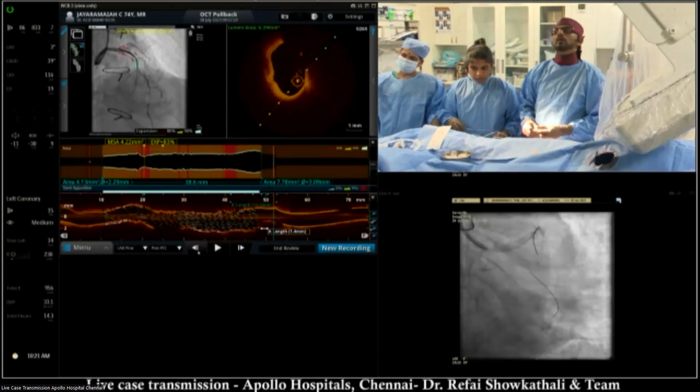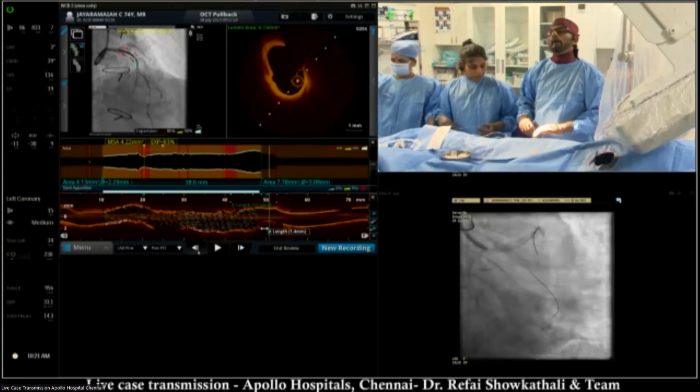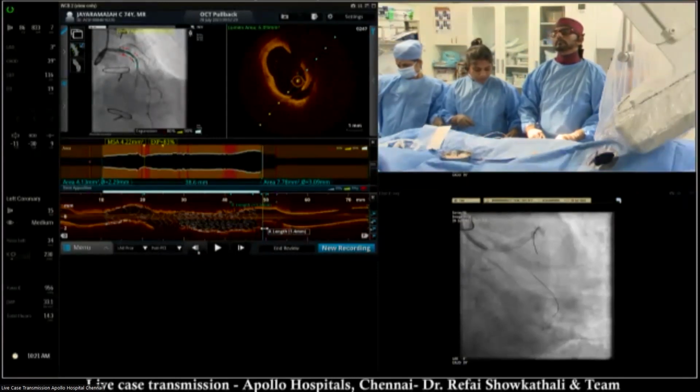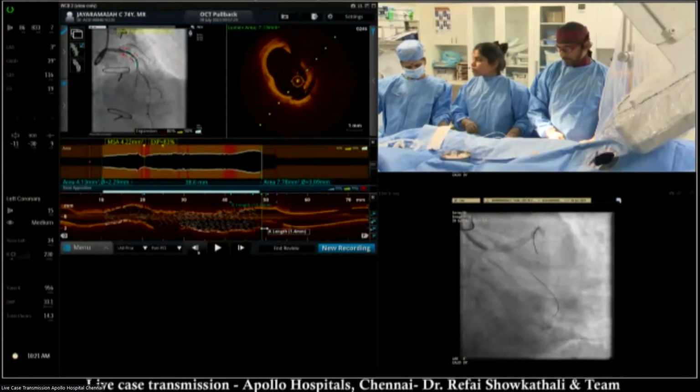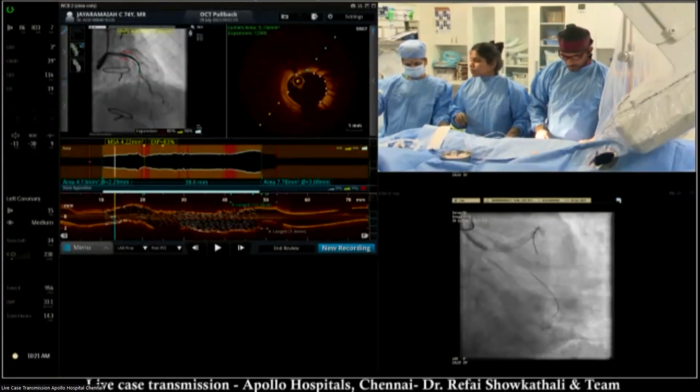We have to stent that one. There's no left main dissection. No, I'm talking about the distal edge. No, distal edge, there's no dissection. No, there is something. Can you show, Refai? There's no dissection at the distal edge of the stent.